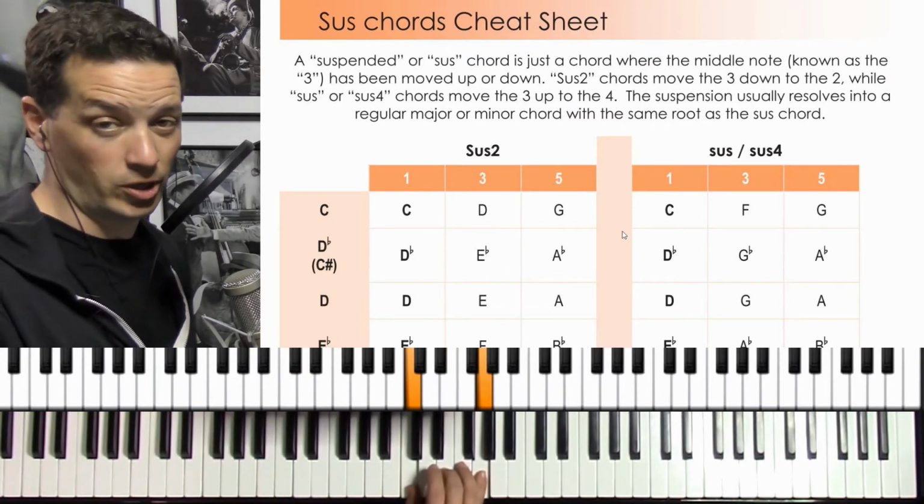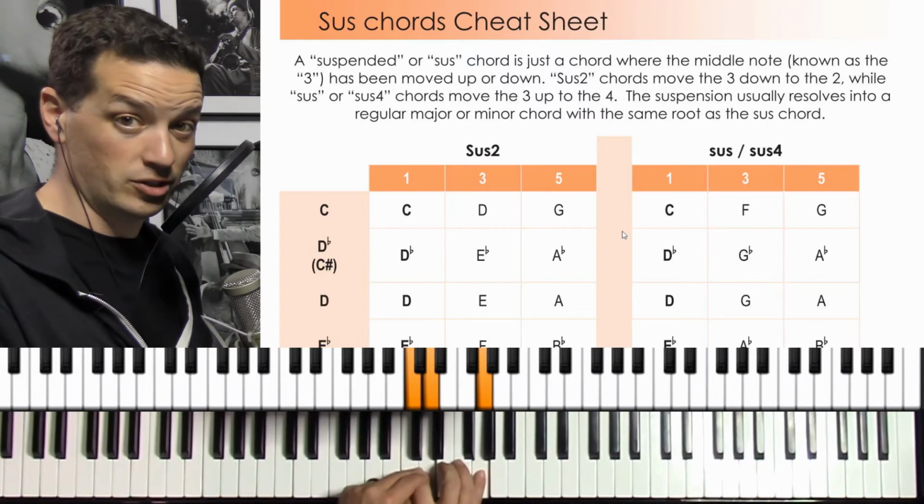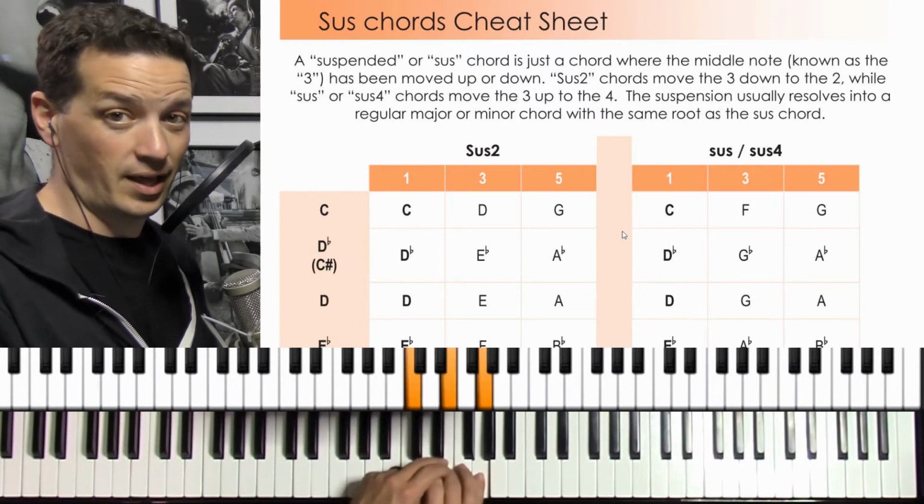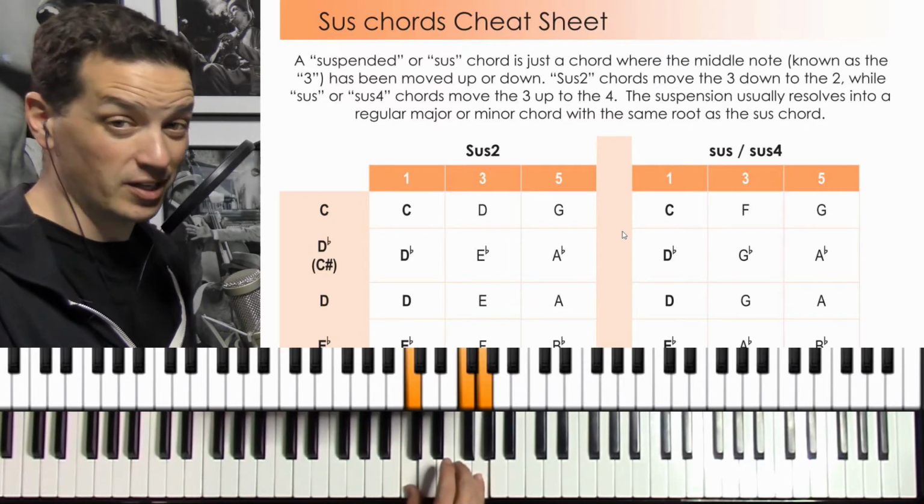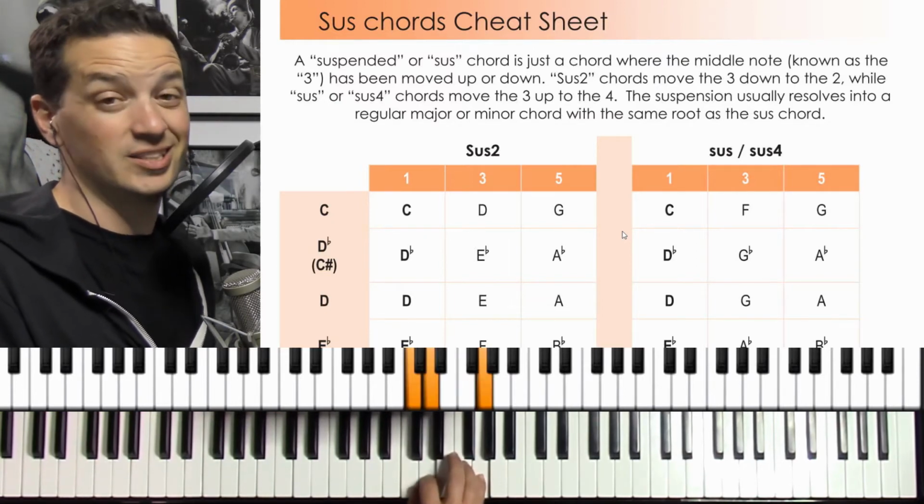Taking this middle note, we're calling it the 3, and either moving it down to the 2, or taking that 3 and moving it up to the 4. So this is a suspended 4, this is a suspended 2.